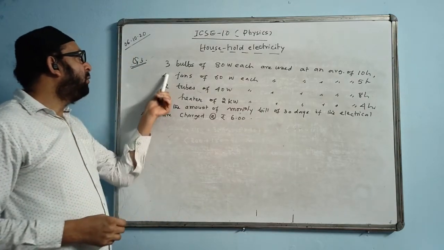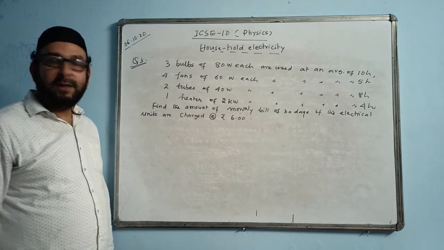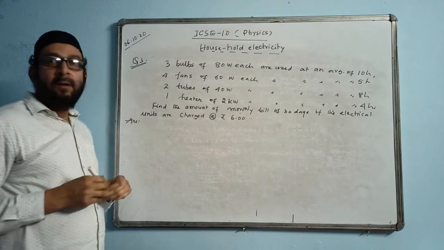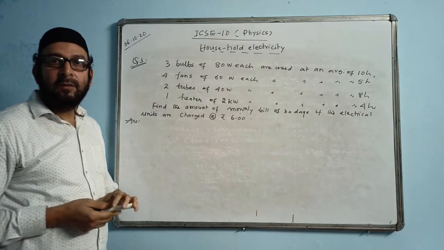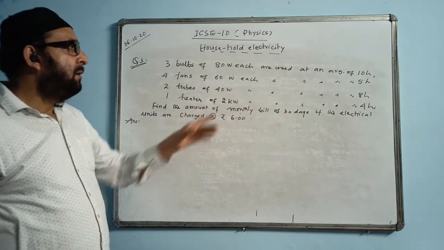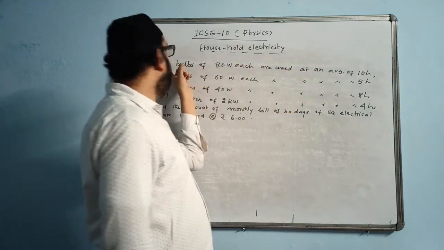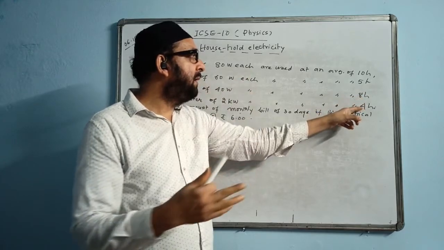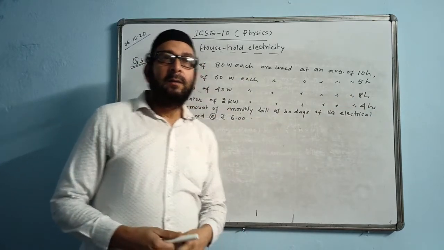So they have given 1, 2, 3, 4 different types of appliances, their numbers given. Now we will do it the same way. But here one thing you will observe, that the timing is all different. 3 bulbs we are using for 10 hours separately, for 5 hours separately, for 8 hours separately, for 4 hours separately.